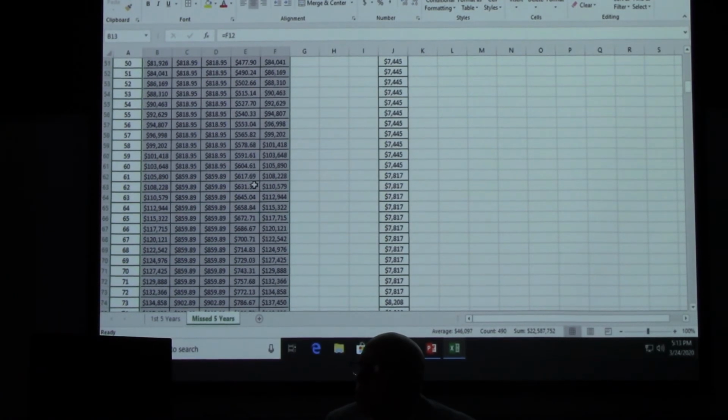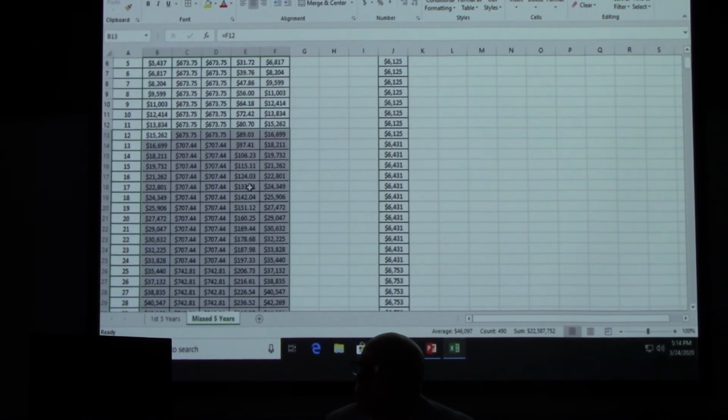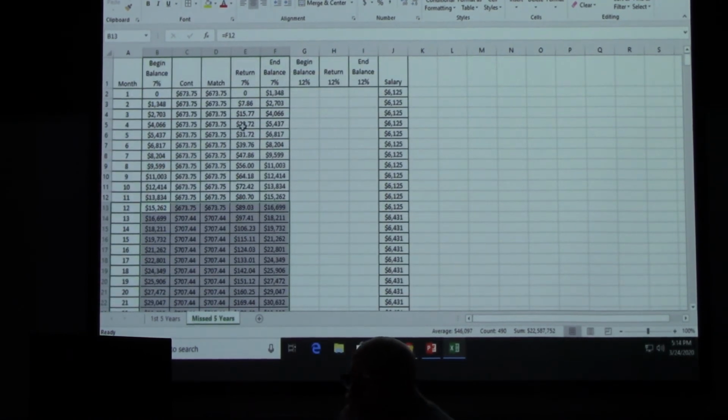All right, let's see what we got here. Okay, let's make sure that this thing's working right. So at the end of the first year, we've got 17,000 saved. 1, 2, 3, 4, 5, 6, 7, 8, 9, 10, 11, 12. So that's roughly $1,300 a month.